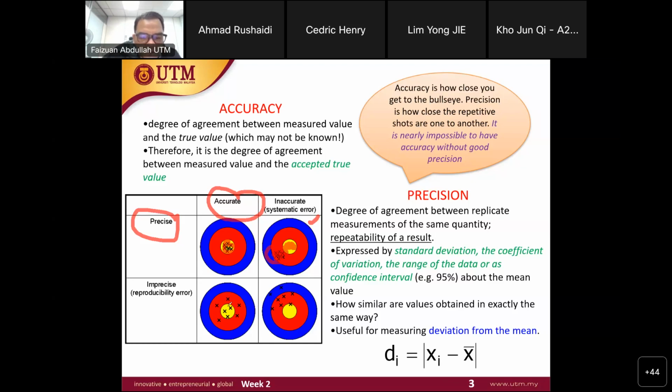What about the third photo? Is it accurate and precise? What is your comment? Accurate but not precise. It is not precise because the results are not close to each other, right? But some of the results are within the true value, which is accurate.